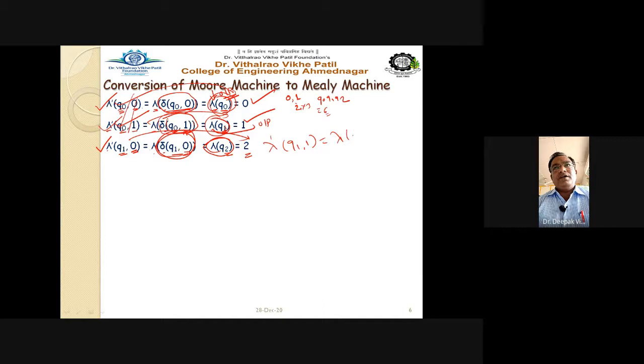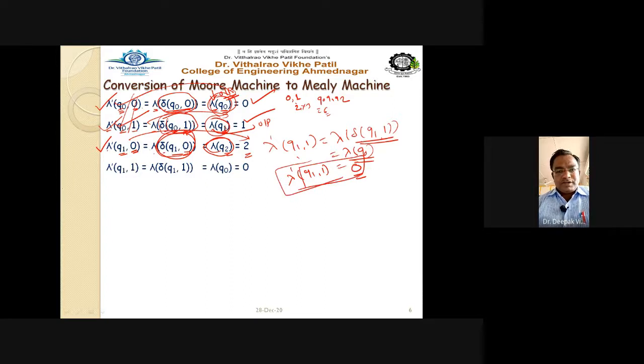So how to find it: lambda of delta(q1, 1). What is the value of delta(q1, 1)? That value you have to put in the lambda. It is written here, (q1, 1) is q0. And the value of lambda q0 is 0. So lambda dash (q1, 1) equals 0. This is my answer. In the same manner, I find lambda dash for the rest. So q1 on 0 and q1 on 1 are over.